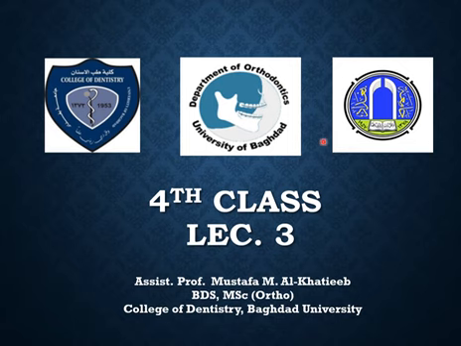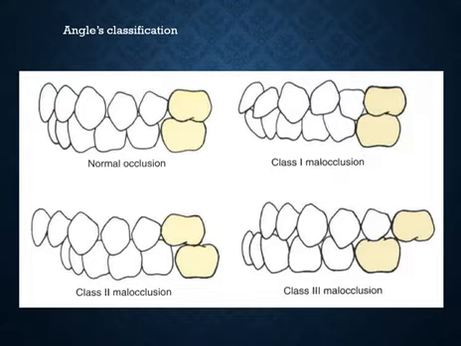Classification of malocclusion. Angle classification. A classification of malocclusion introduced by Edward Hartley Angle based on the anteroposterior relationship of the maxillary and mandibular first permanent molars.